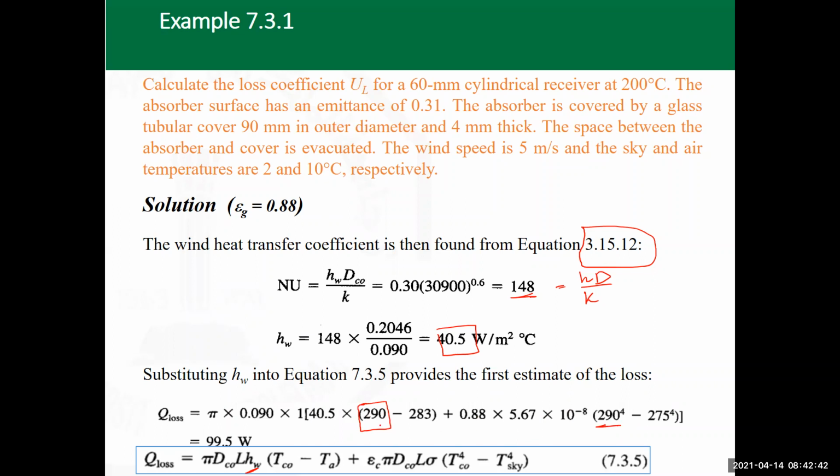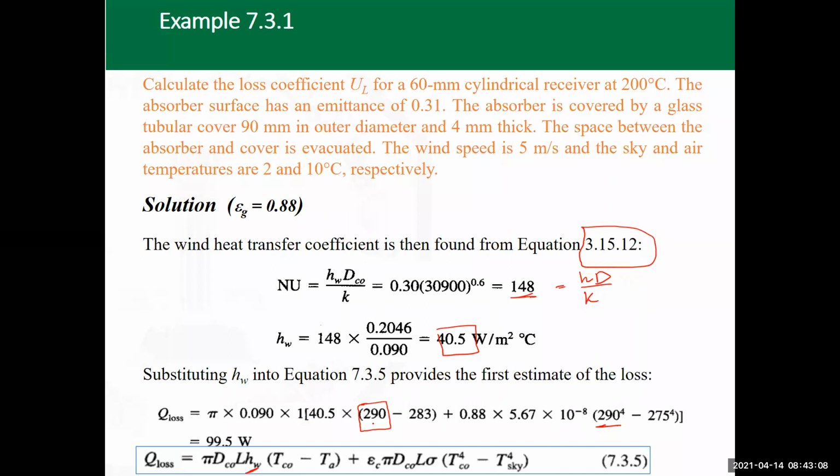So this is the assumption that we made. We substitute in equation 735, and we get an estimate of the value of 99.5 watts. All the parameters that are needed are given. Outer diameter of the cover is 90. The L is 1 meter. HW has just been calculated, and the value is 40.5.